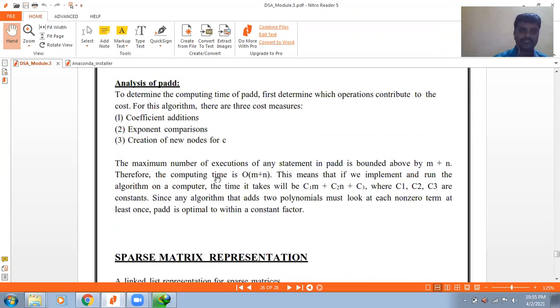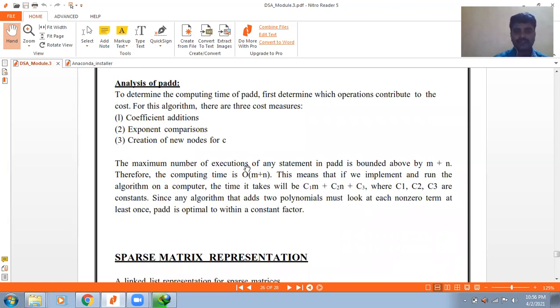That is three combinations, so we have to see the coefficient addition and exponent comparison, and create a new node for the C. So this is the about polynomial importance in a linked list application.